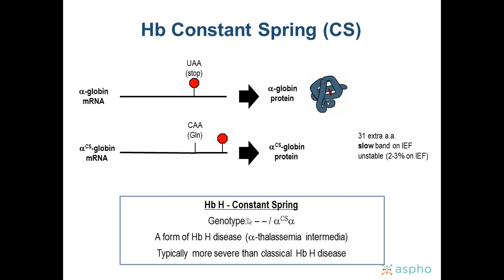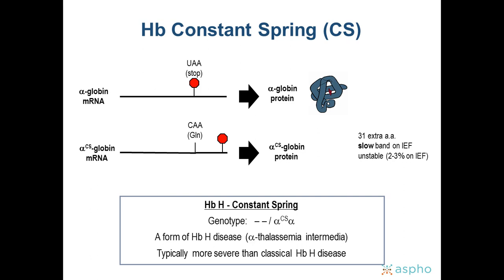And this is the usual genotype, 2-gene deletion alpha thalassemia in cis, co-inherited with 1 alpha constant spring mutation. And this genotype is a form of hemoglobin H disease that's called hemoglobin H constant spring or alpha thal intermedia or NTDT. And this is usually more severe than classical hemoglobin H disease.